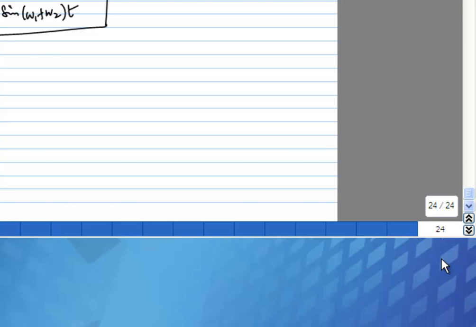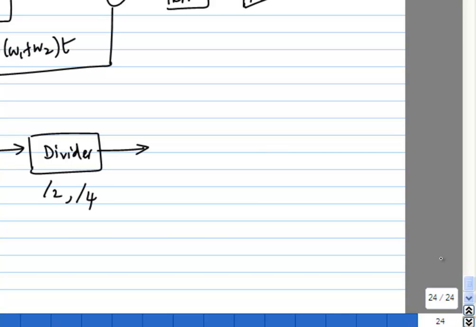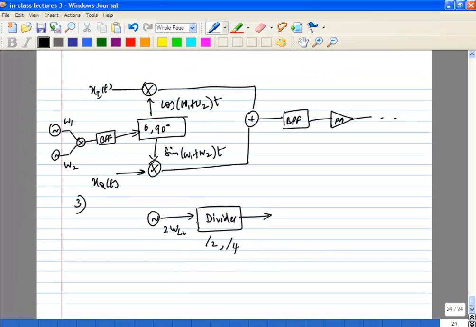So instead of doing omega 1 and omega 2, having two VCOs, what you can do is have a single VCO. You can have a frequency divider. Okay, this is actually the most commonly used. So let's say, for example, divide by 2 or divide by 4 is used quite commonly. Okay, so this is now the VCO frequency is now 2 omega LO.